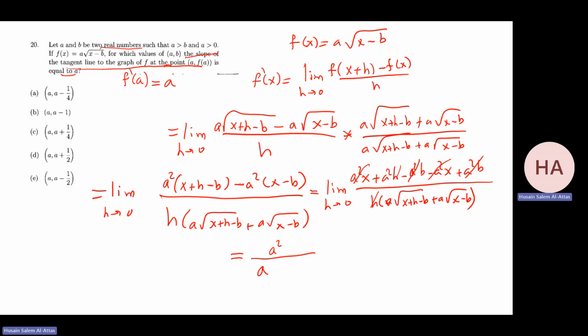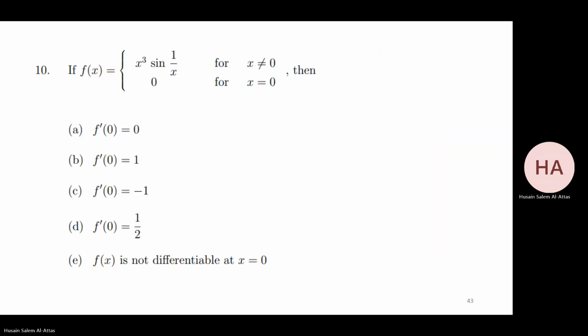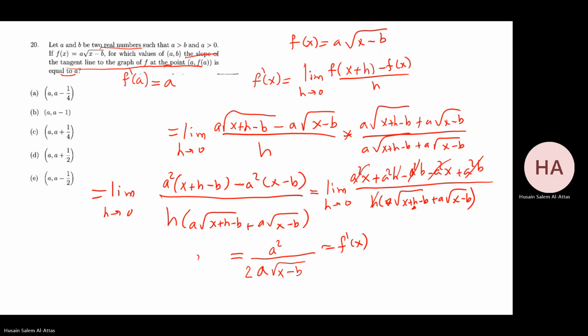This h goes to 0. So I have a squared over 2a square root of x minus b. So this is my derivative, so this is f prime at x. What I need is f prime at a equal to a. So it means I need a squared over 2a square root of a minus b equal to a.